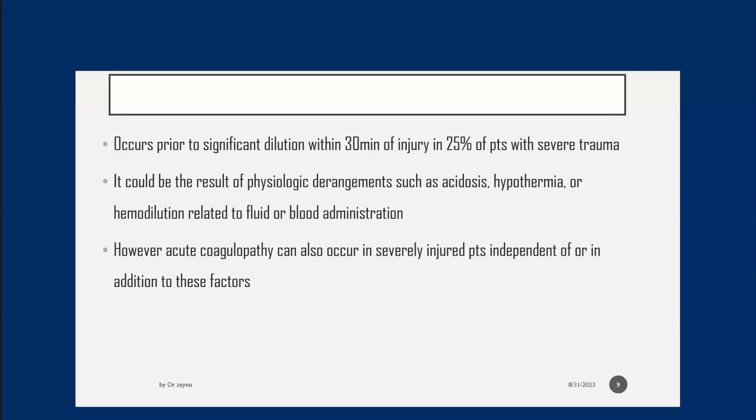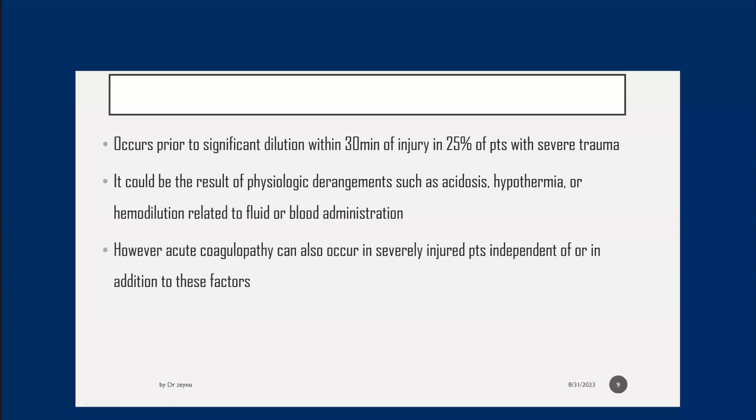And traumatic-induced coagulopathy does not occur only due to resuscitation, as previously discussed. Sometimes it can occur within 30 minutes of the injury; in particular, 25% of patients with severe trauma may have this traumatic-induced type of coagulopathy within 30 minutes of injury. It could also be the result of physiological derangements, such as acidosis, hypothermia, and hemodilution due to fluid and blood administration.